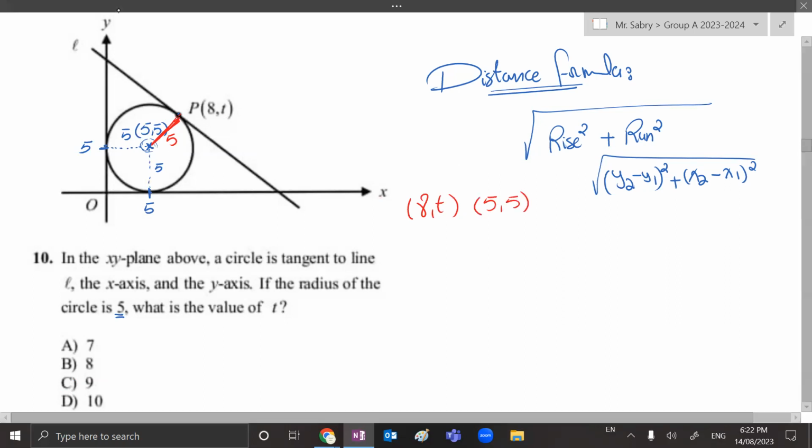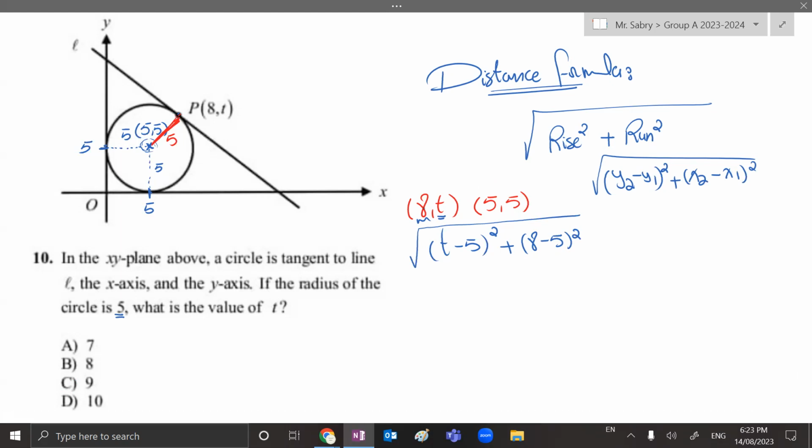So when I'm trying to find the distance, I'm supposed to do y2 minus y1 in a bracket to the power of 2, plus x2 minus x1 in a bracket to the power of 2. Yes, Yanin? Wouldn't it be 5 take away t? It doesn't matter which point you start with. If you started with t minus 5, then you have to start with 8 minus 5. That's why here I started with 8 minus 5. But if you wanted to go as 5 minus t, then it would have to be 5 minus 8 in the other bracket.